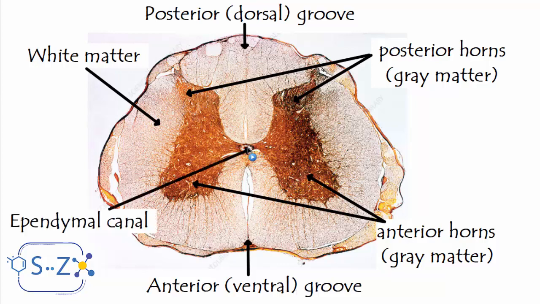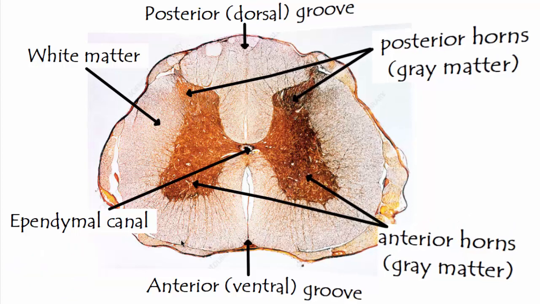In the middle here we have a canal which is called the ependymal canal. Inside it there is the liquid that passes inside the spinal cord. It's very important. And so these are the main parts of the spinal cord.